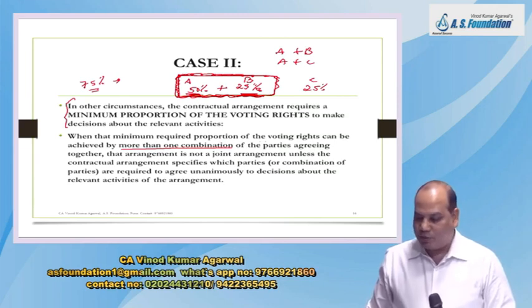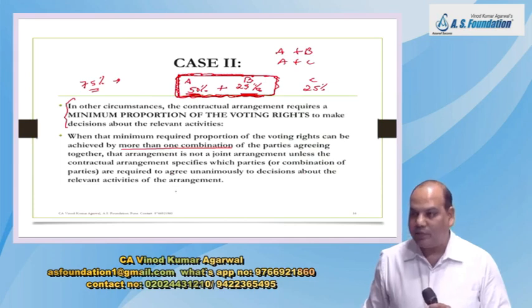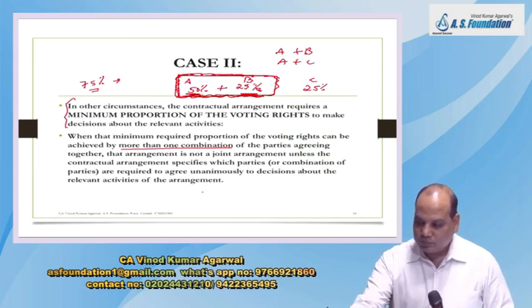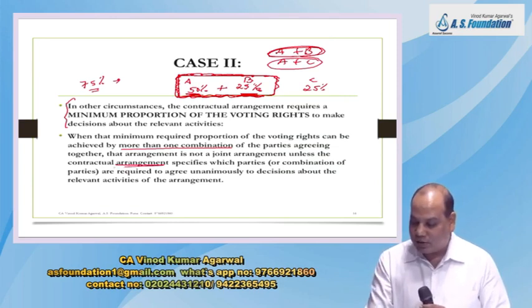When the minimum required proportion of voting rights can be achieved by more than one combination of parties agreeing together, that arrangement is not a joint arrangement unless the contractual agreement specifies which parties or combination of parties are required to agree unanimously to decisions about the relevant activities of the arrangement. Then if the agreement says A plus B must agree unanimously, it will become a contractual arrangement. If A plus C must agree unanimously, then also it will become a contractual arrangement. If the arrangement is silent, then it is not a joint arrangement.